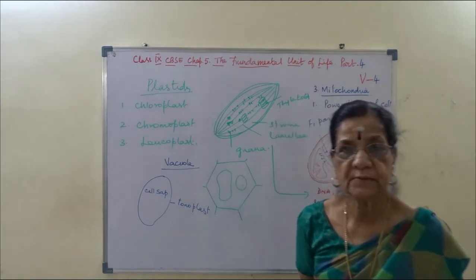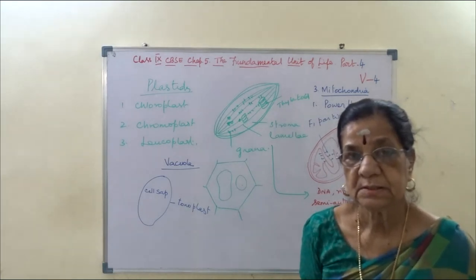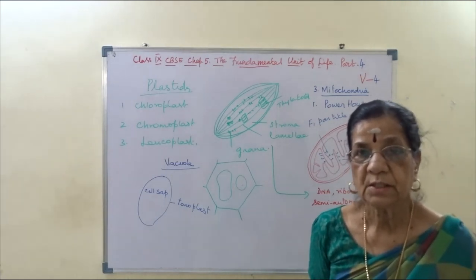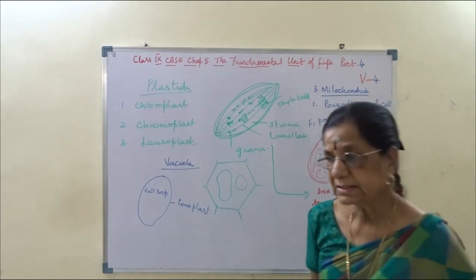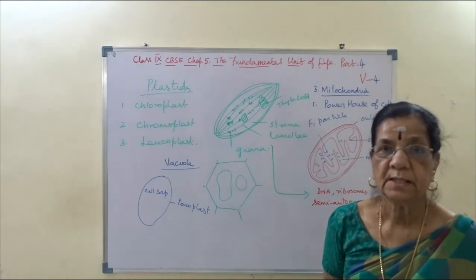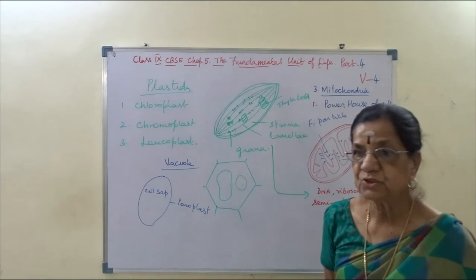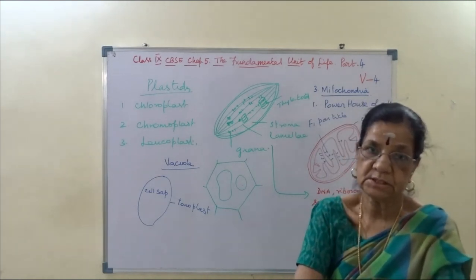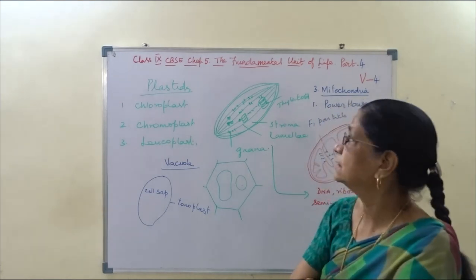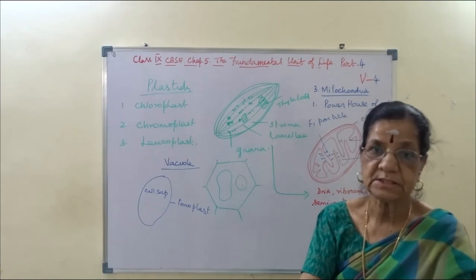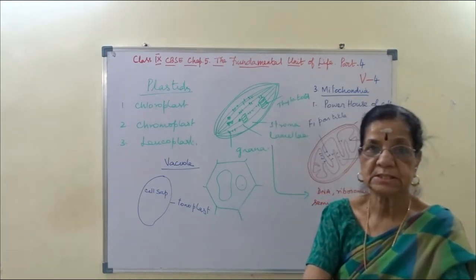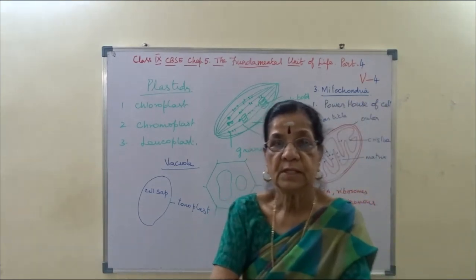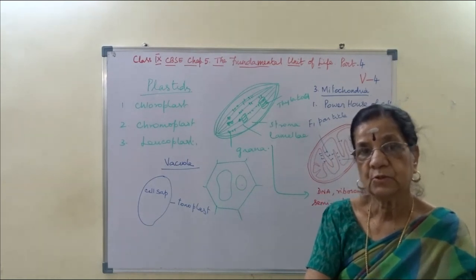So this is for the cell organelles. What have we seen? Cell organelles: endoplasmic reticulum, ribosome, Golgi apparatus, lysosome, mitochondria, plastids, and vacuole. Centrosome is a very small structure prominent in animal cell, but absent in plant cell. Otherwise, it appears only during cell division. Cell division we will study in the next video session. So this is for the cell structure and fundamental unit of life, part 4, where you have learnt about cell organelles.